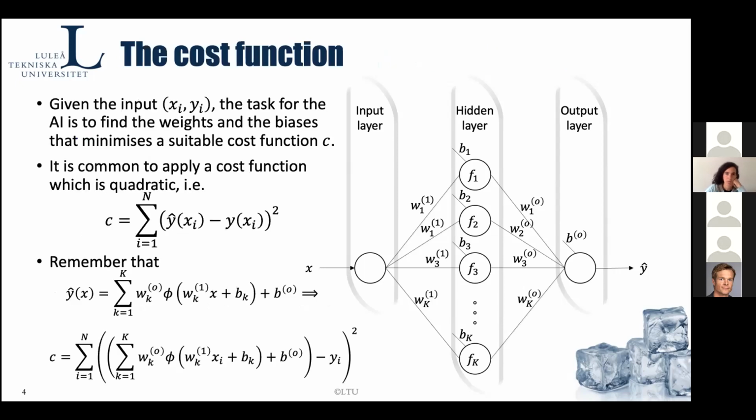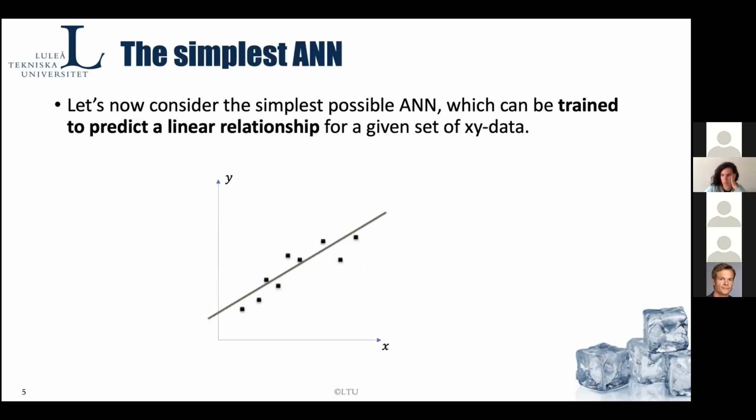So in order to train the network, we need a cost function to minimize. And typically we apply a quadratic cost function. And if we now have this simplistic expression for the ANN output, the approximation, we can also explicitly obtain the cost function as this double sum.